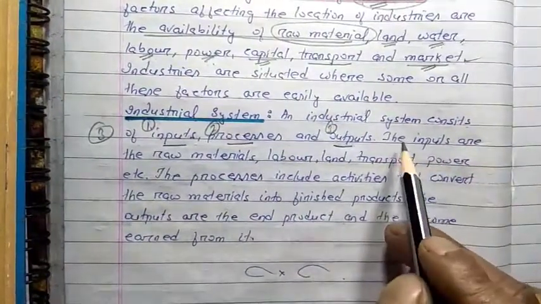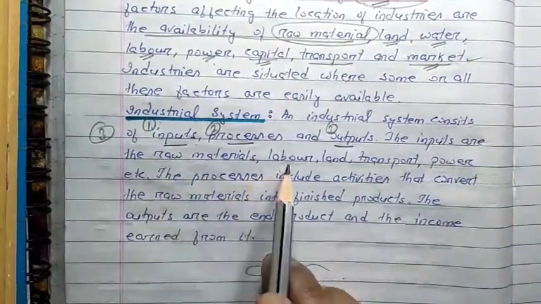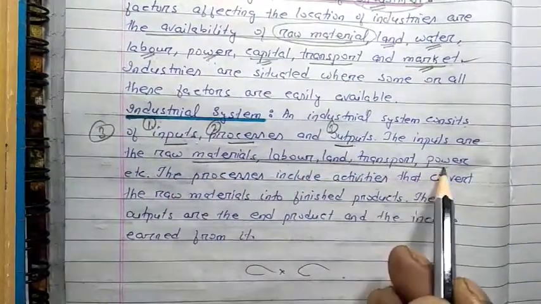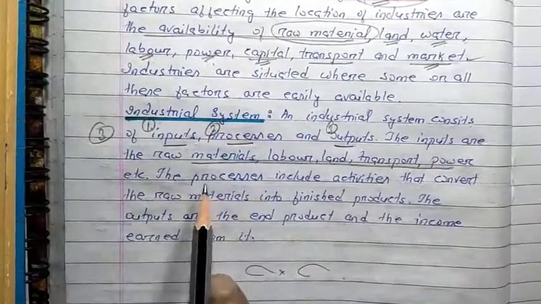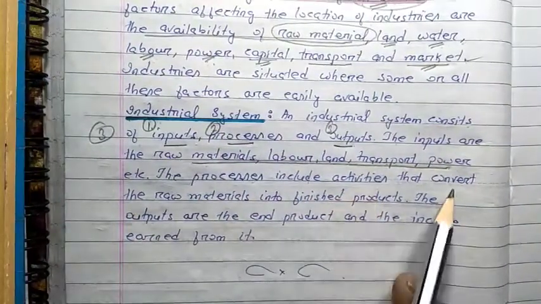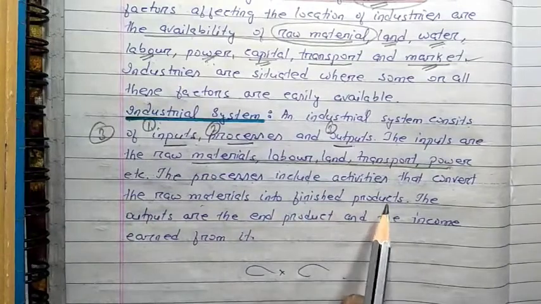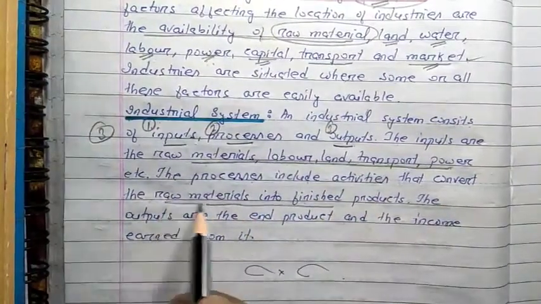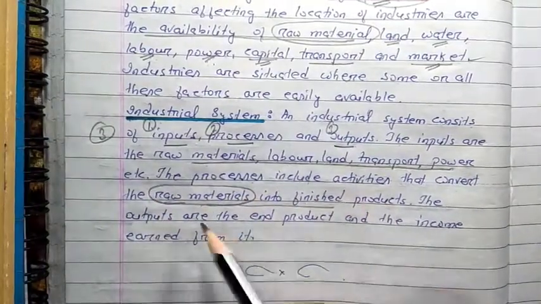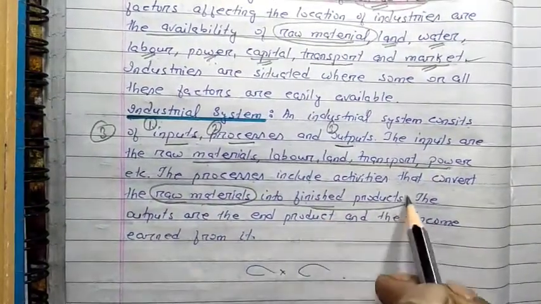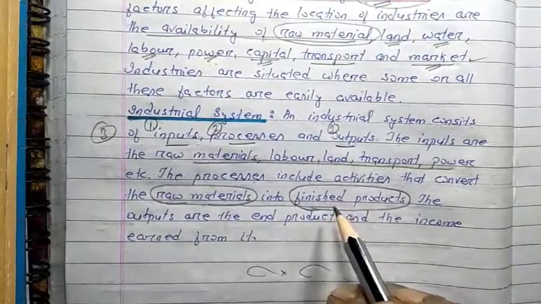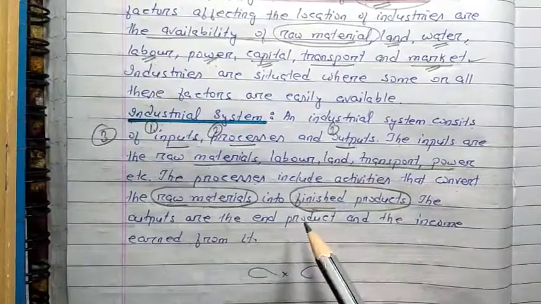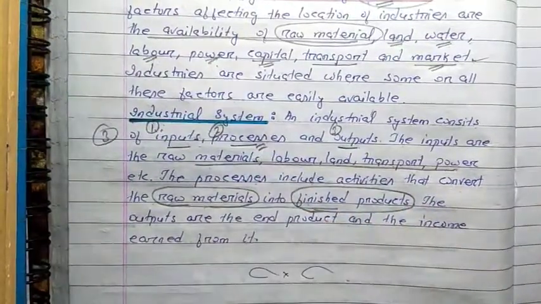See, it is written here. The inputs are the raw materials, labor, land, transport, power, etc. These all are the inputs required in the industrial system. The processes include activities that convert the raw material into different finished products. These raw materials would be given the shape of the finished product through different processes by different machines or by manual work, and all these processes or systems come under processes.